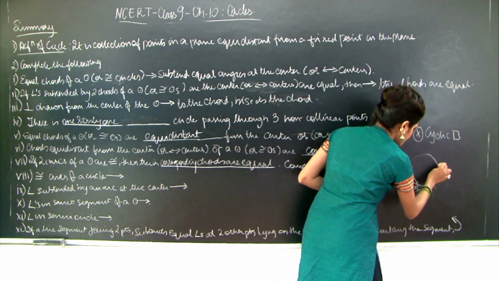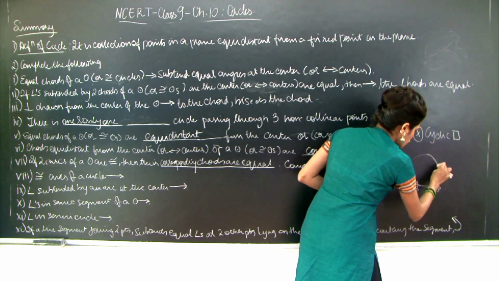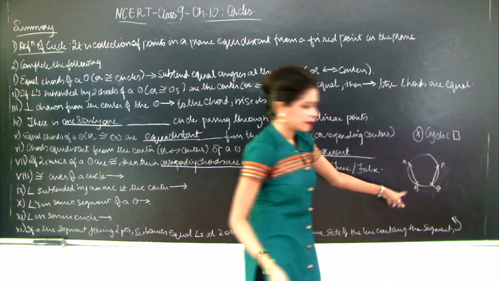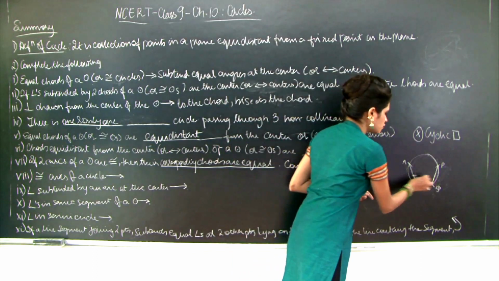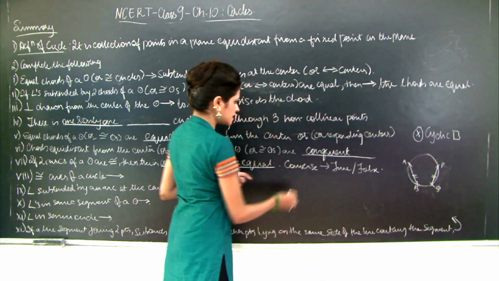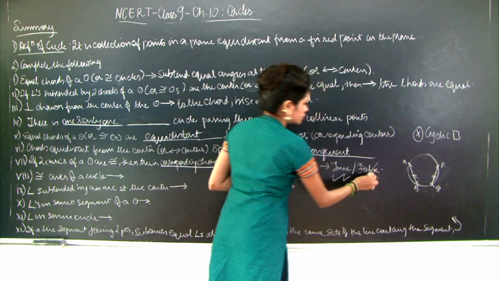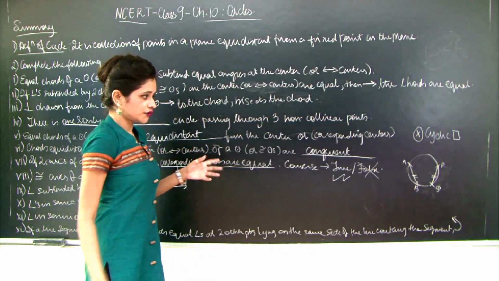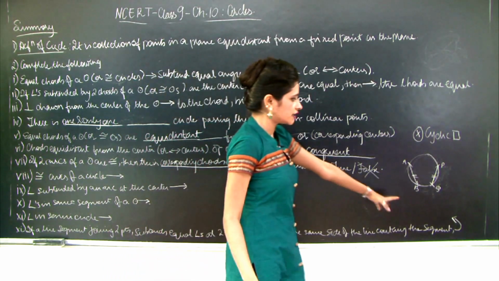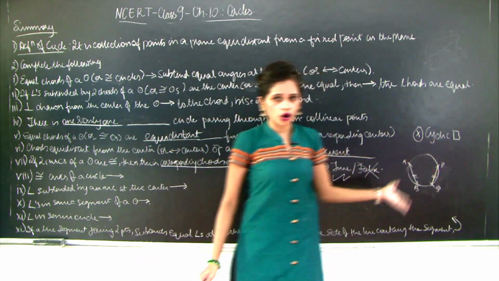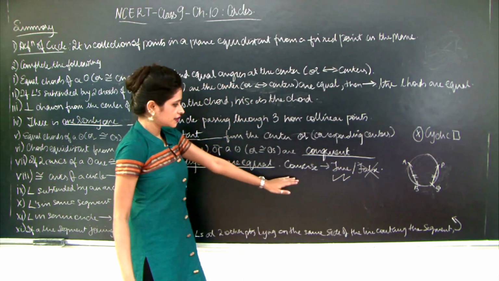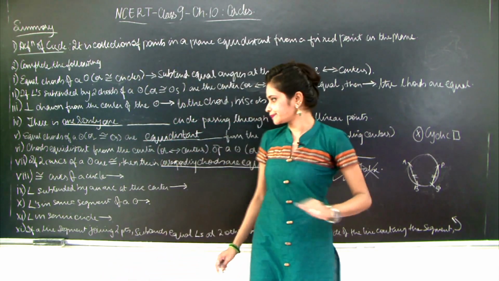So I have PQ. If arc AB is equal to arc PQ, then chord AB is equal to chord PQ, and the converse is true. It is not false. So if you have two chords that are equal to each other, then their corresponding arcs are going to be equal. This is the converse, which is true.